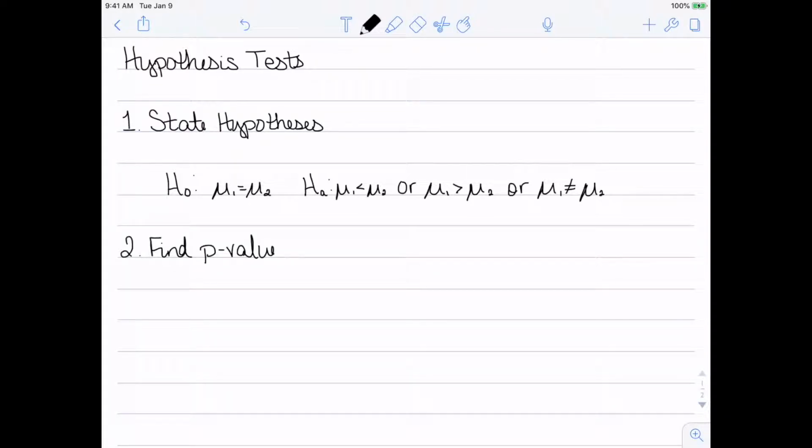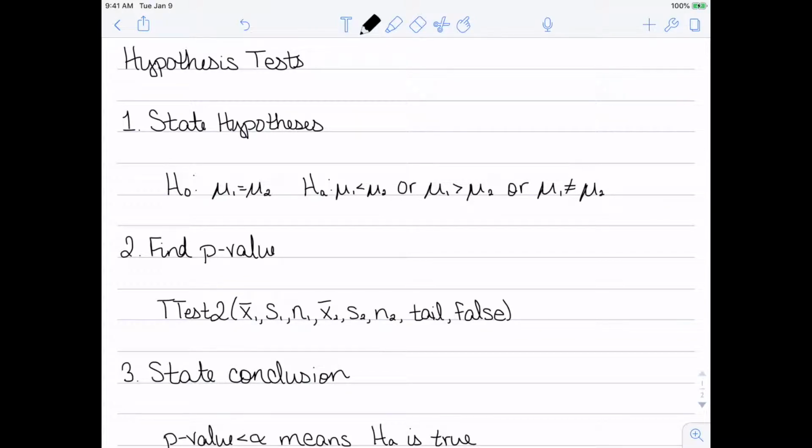The second thing is to find the p-value, and once again we're going to use our calculator to do this. For our calculator, we're going to use the command t-test2. We then need to enter in all of the information for our first sample: mean, standard deviation, and sample size. We then go to our second sample: mean, standard deviation, sample size, the direction of the tail, and then false, just like we had for confidence intervals. Finally, we need to state our conclusion, and just a reminder, if a p-value is smaller than alpha, we know that HA is true. So let's look at some examples of this.